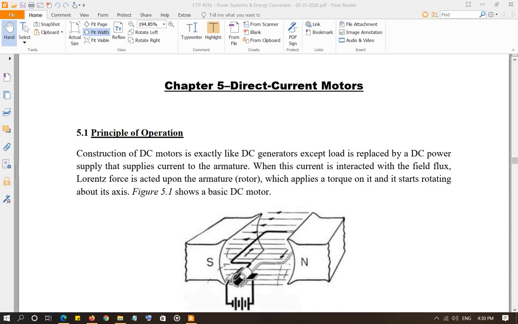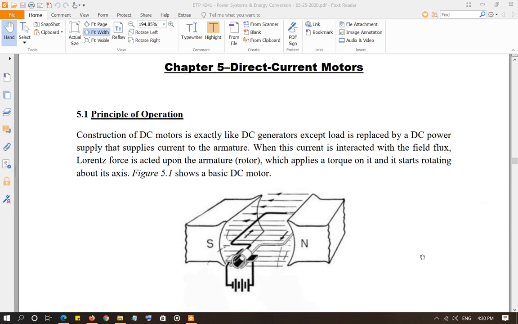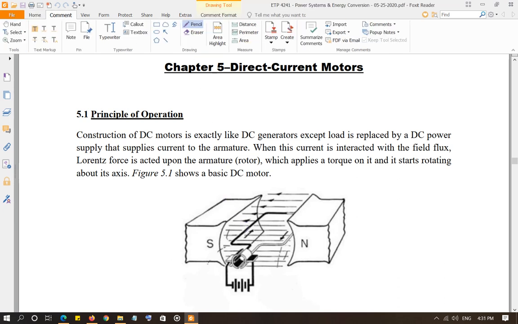So the idea is exactly the same, and the basic construction of motors is exactly the same as the basic construction of generators. The only difference between the motors and generator is that in generators, you put a load at the output, voltage is induced in the coil, and the load is connected to the commutator. And when you connect the load, of course, the induced voltage in the coil is going to run a current through the load. Here it's opposite.